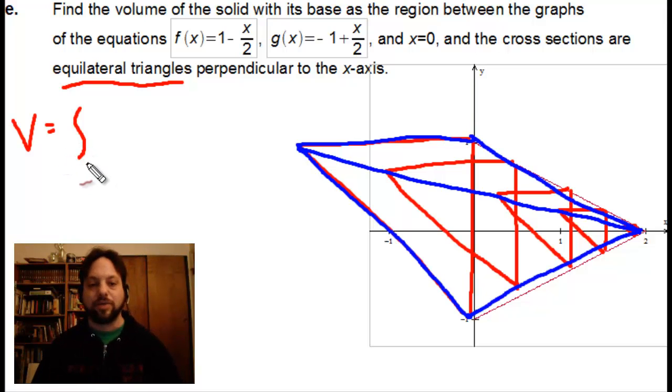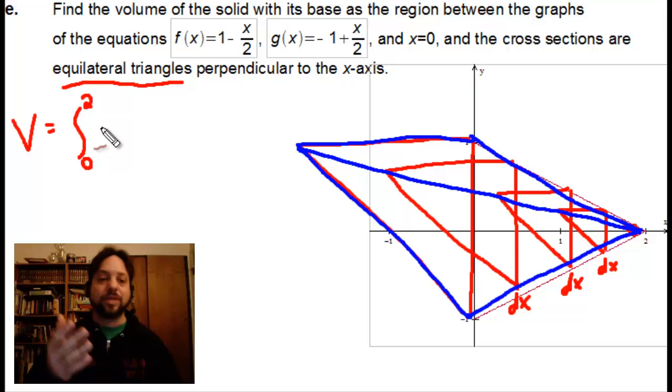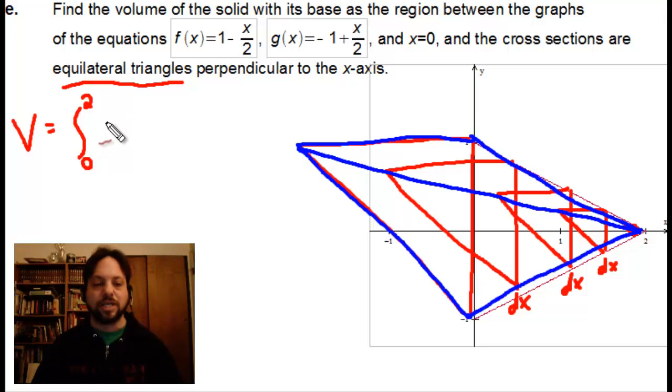Here we just have equilateral triangles. So again, we'll integrate these equilateral triangles from x equals 0 to x equals 2. And these are x's, of course, because each of these equilateral triangles has a width of dx, if you will. And so, as we discussed in the previous part, each equilateral triangle will have an area of the square root of 3 over 4 times s squared.